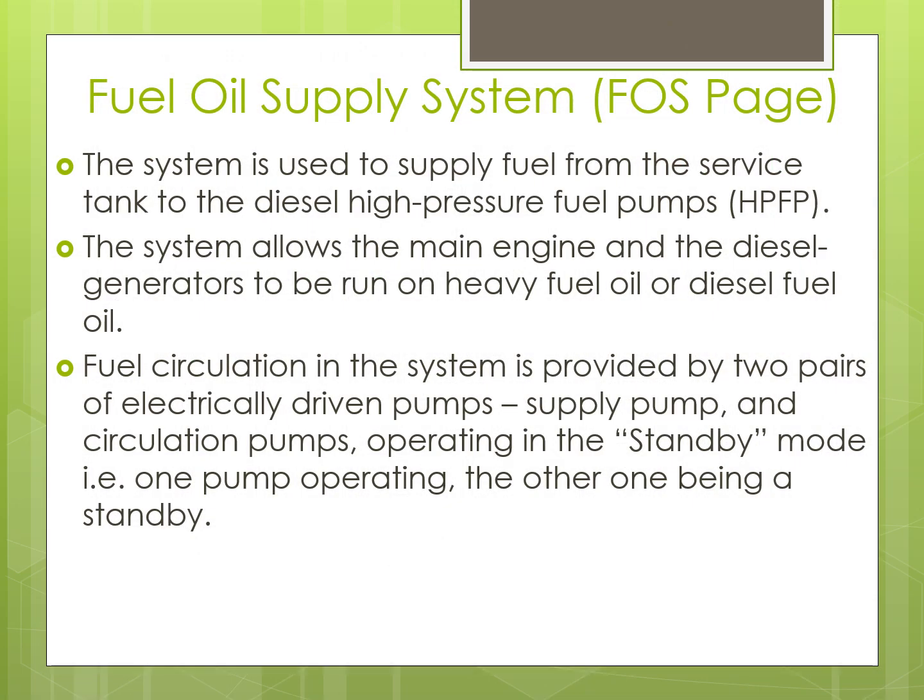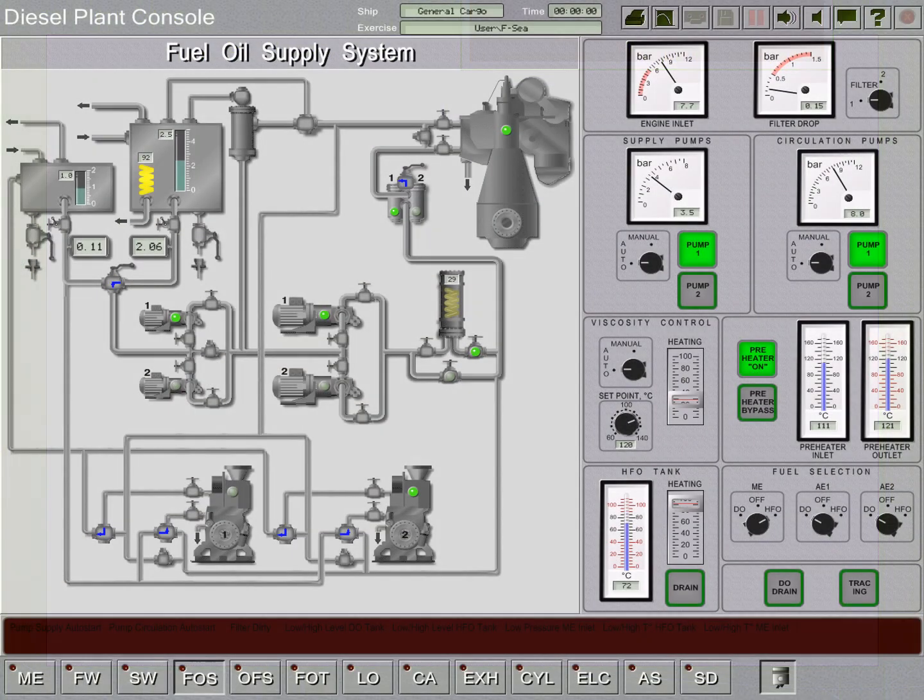Fuel oil supply system. The system is used to supply fuel from the service tank to the diesel high-pressure fuel pumps, HPFP. The system allows the main engine and the diesel generators to be run on heavy fuel oil or diesel fuel oil. Fuel circulation in the system is provided by two pairs of electrically driven pumps, supply pumps and circulation pumps, operating in the standby mode. For example, one pump operating, the other one being a standby. Fuel oil supply system, FOS page.